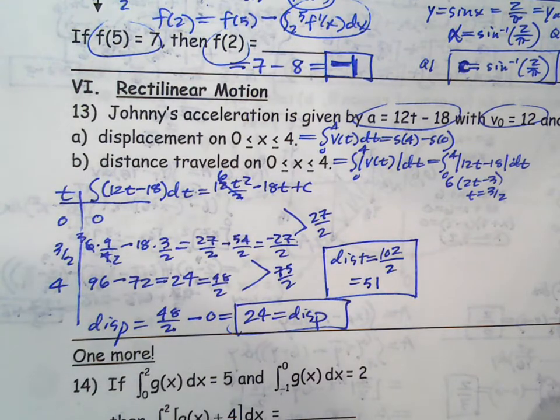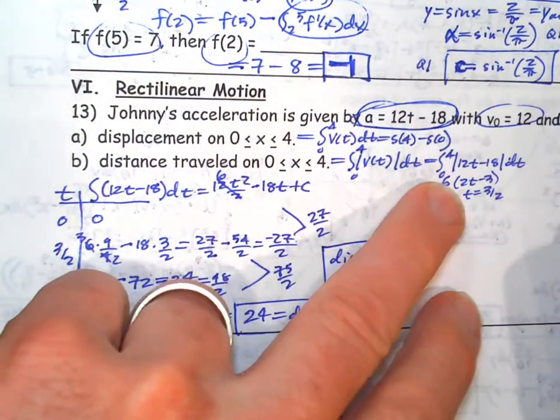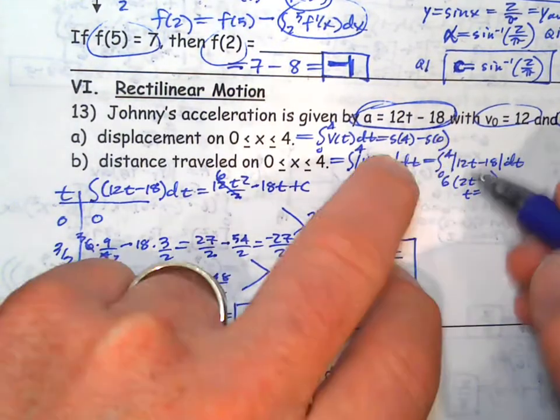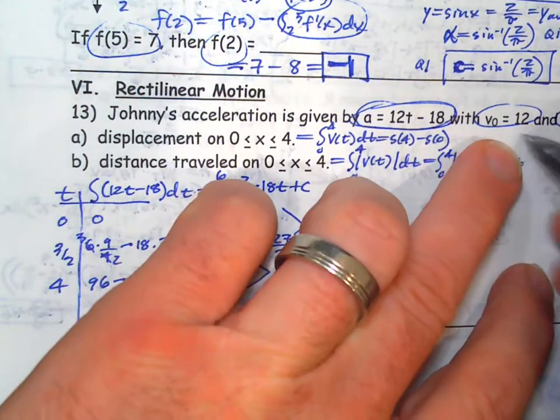Except that it looks like I made a mistake somewhere. Where did I make my mistake? Oh, shoot. This is acceleration, so we have to find the velocity equation. So this is all wrong. I got a little too carried away.